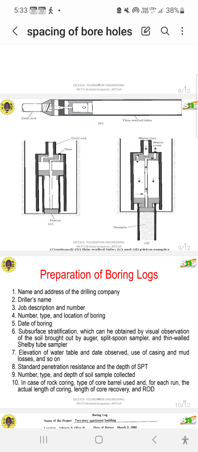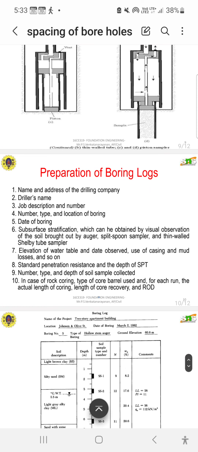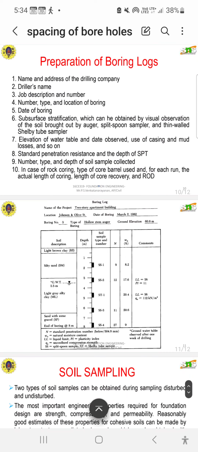So in the preparation of boring holes, what are the points we have addressed? First one is the name and address of the drilling company. The drilling company's name and address will be given for the preparation of boring logs, so which drilling company excavated that foundation, and then the driller's name. These are the steps, the procedure we have followed for the preparation of boring logs.